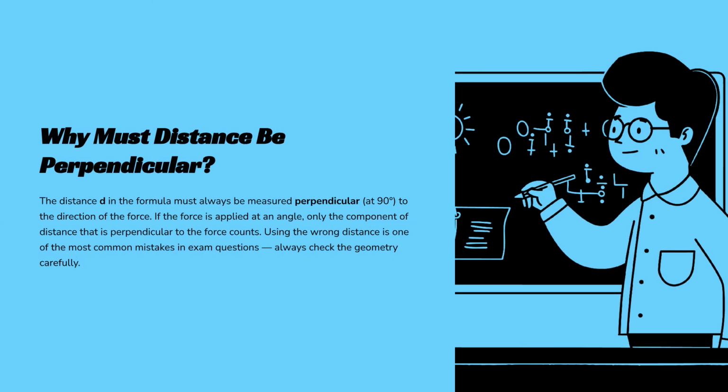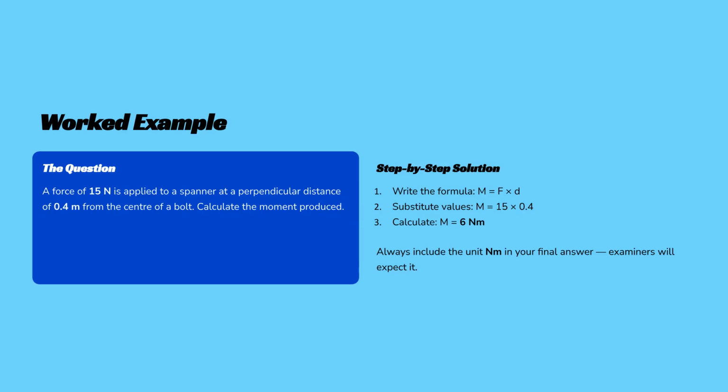Why must the distance be perpendicular? Only the component of distance that is perpendicular to the force contributes to the rotation. Always check your geometry carefully in exam questions. Let us look at a worked example. A force of 15 newtons is applied 0.4 meters from a bolt. Using our formula, 15 times 0.4 gives us a moment of 6 Newton meters.